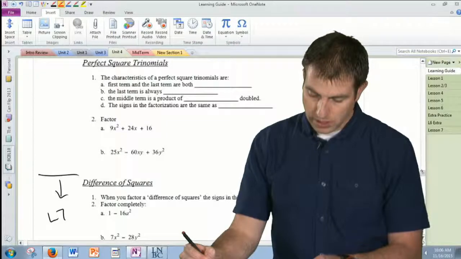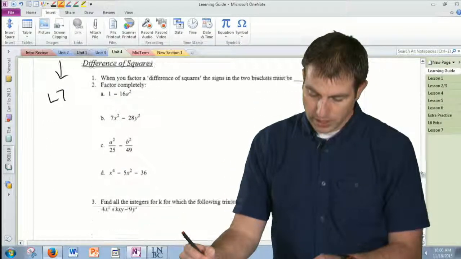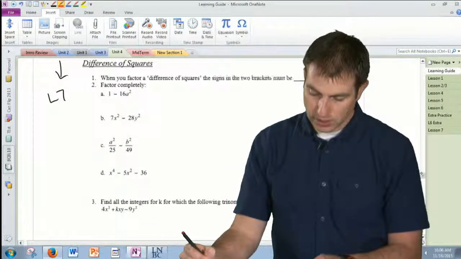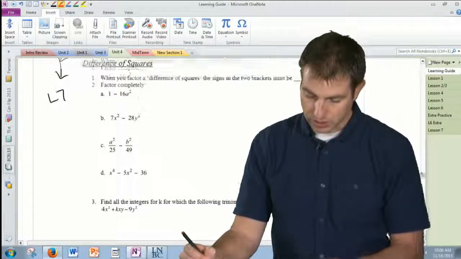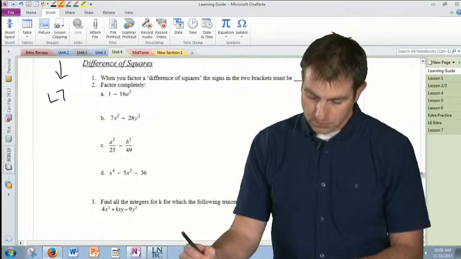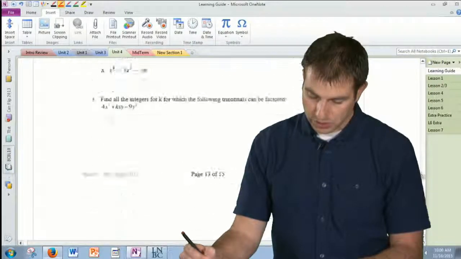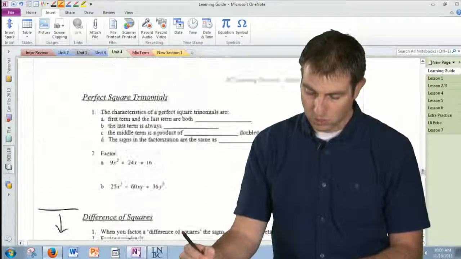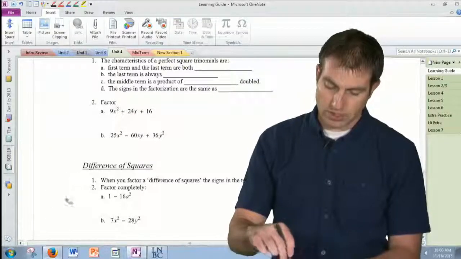Shouldn't be terrible. You should be okay there. These are all difference of squares. Signs, 2 brackets must be factored completely. You guys should be good at those now. And then finally, the integers for k, and then answer. So we should be good. We're done everything in this learning guide now.